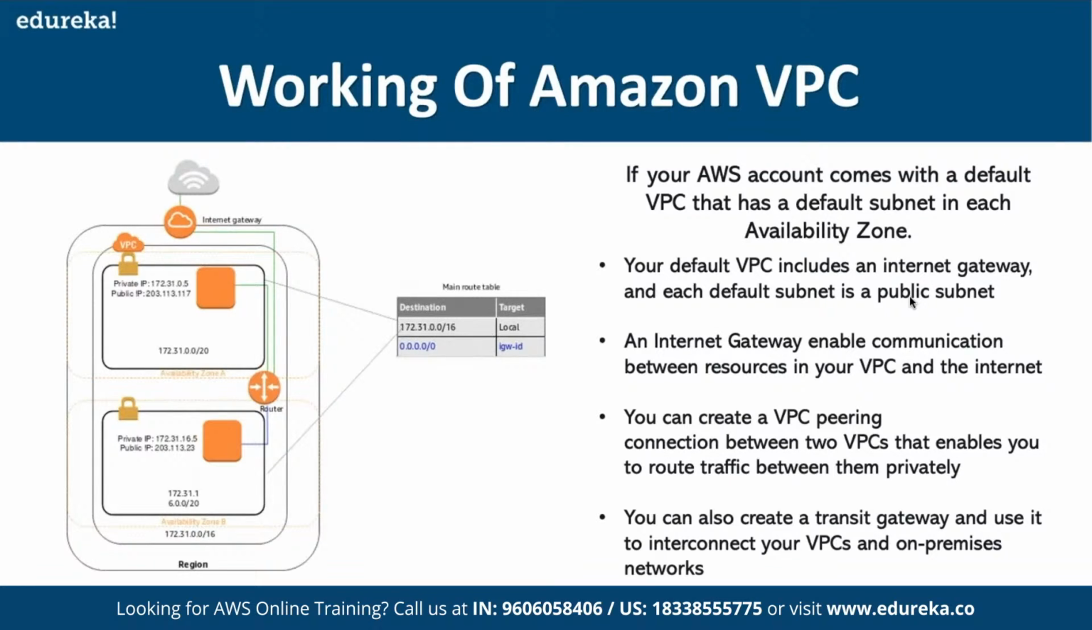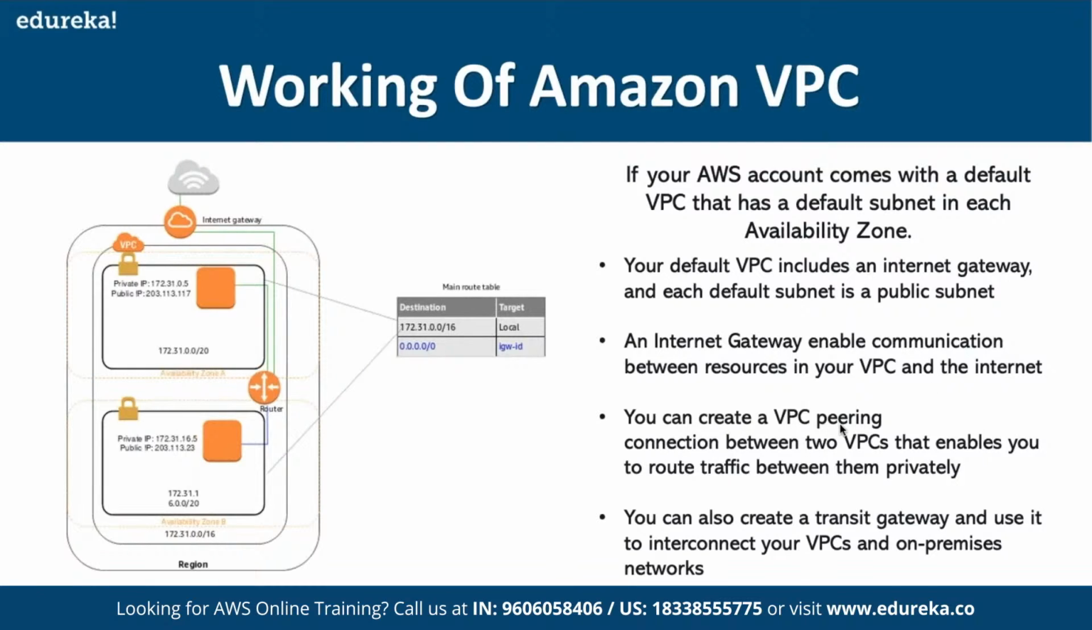But if you want to create public and private subnets, you need to create 2 route tables. One will have an internet gateway attached, so it will be public, and one will have no internet gateway attached, so it will be private. See, an internet gateway enables communication between resources in your VPC and the internet.